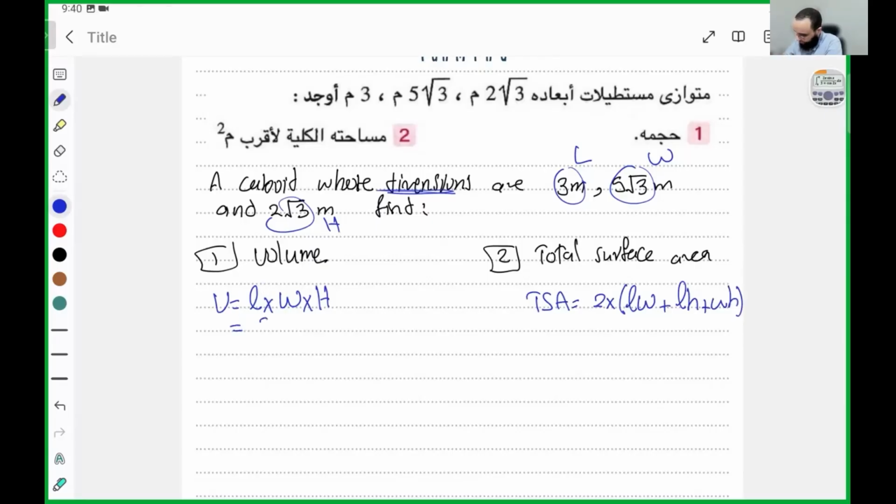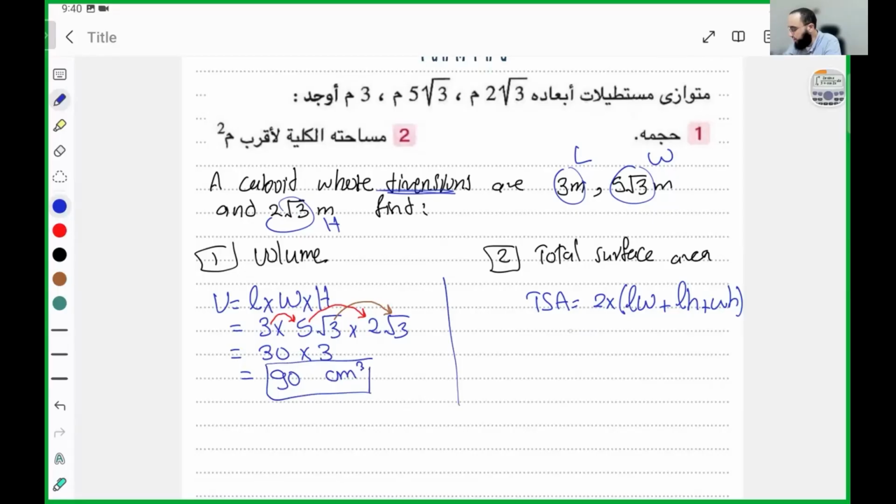What the length? 3. What the width? 5, the 2. Yes, you are correct. 3 times 5, 15 times 2, 30. What about root 3 times root 3? Be focused. 3 times 5, 15. 15 times 2, 30. And root 3 times root 3, 3. Then it's 30 times 3, which is 90 centimeter cubed because it's volume. With the area, it's centimeter squared.